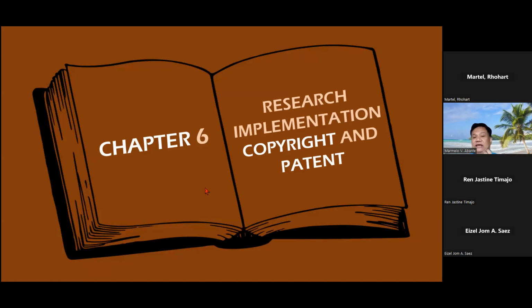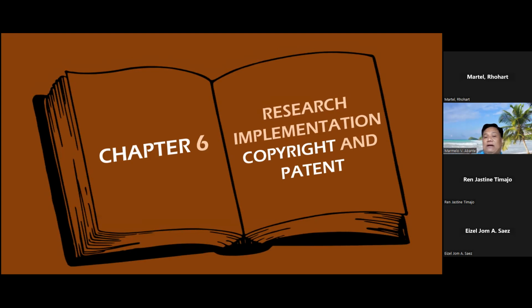So the implementation phase is crucial for bringing about real-world impact and positive changes based on the insights gained from the research. Of course, the key elements cover the development of an action plan, stakeholder engagement, monitoring and evaluation, adapting to context, and scaling up. So successful research implementation requires collaboration between researchers, policymakers, and practitioners to ensure that the knowledge generated from the research contributes to positive change.